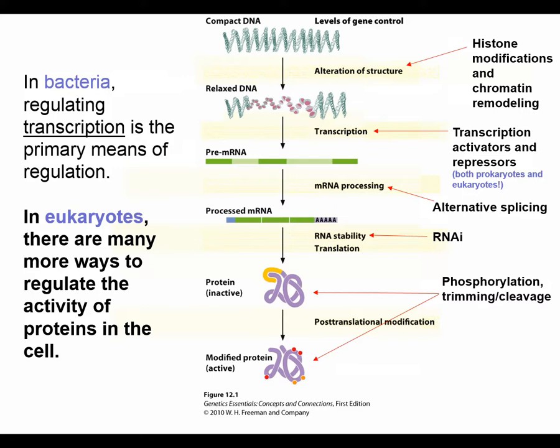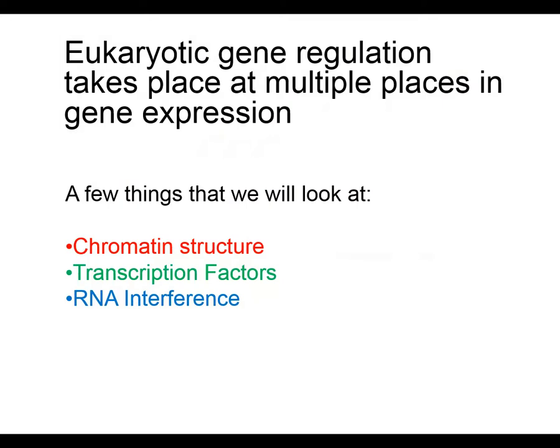And then phosphorylation of proteins, or trimming and cleavage of proteins, is a step at which proteins can be activated or deactivated directly. And so the expression of a gene and the function of its product can be controlled. That means turned on or turned off at any of these places in the process.